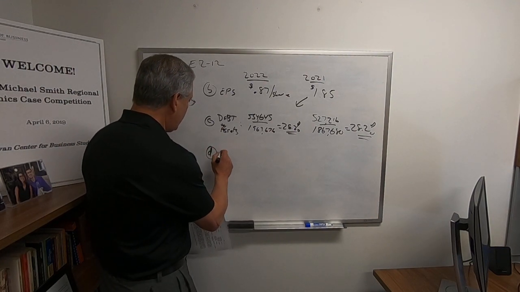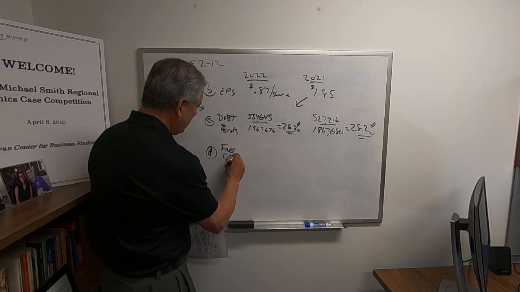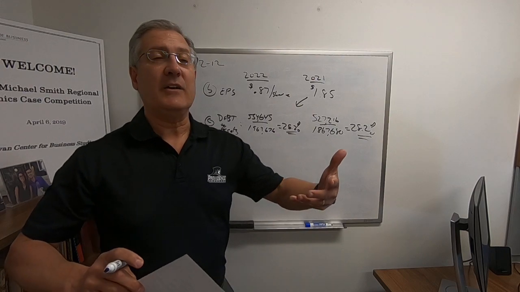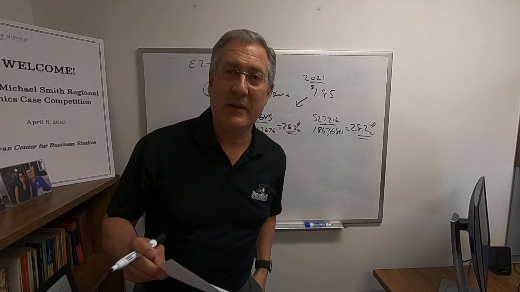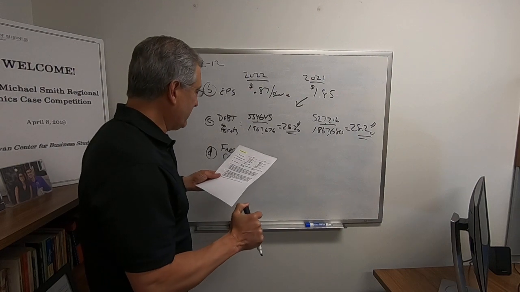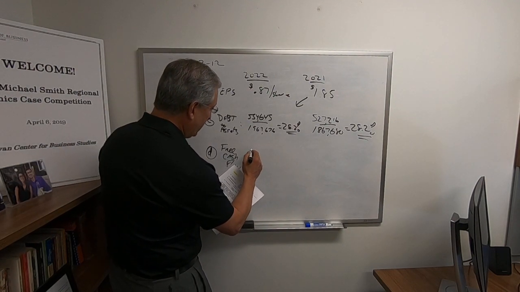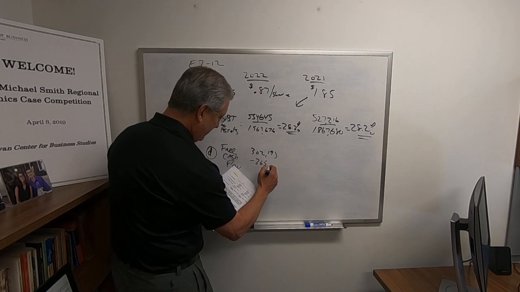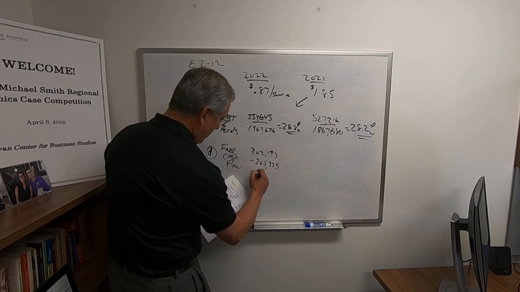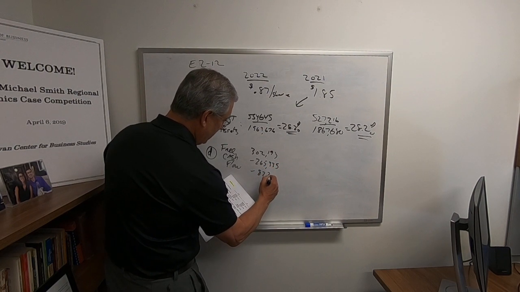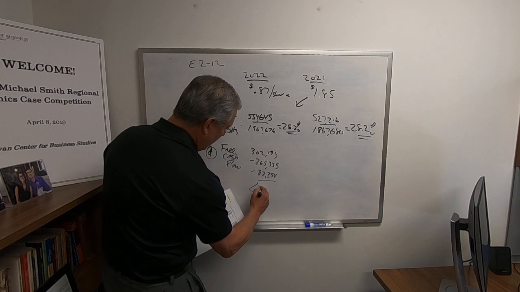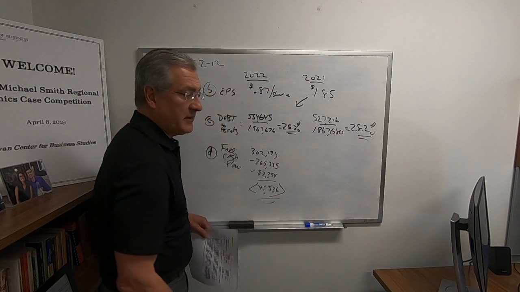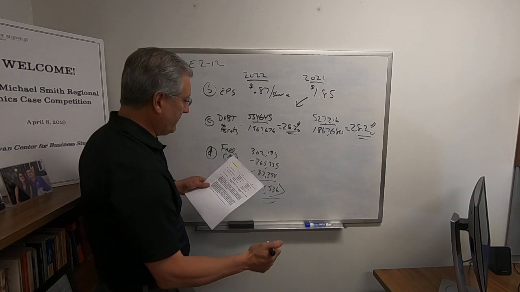Item D is asking for free cash flow, and free cash flow, as you remember, is cash flow from operations minus capital expenditures minus dividends. And in 2022 we had 302,193 minus 265,335 in capital expenditures minus the dividends of 82,394, and this is a negative 45,536. Not a good number, negative free cash flow.